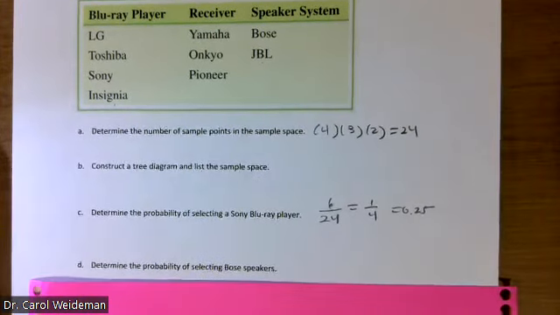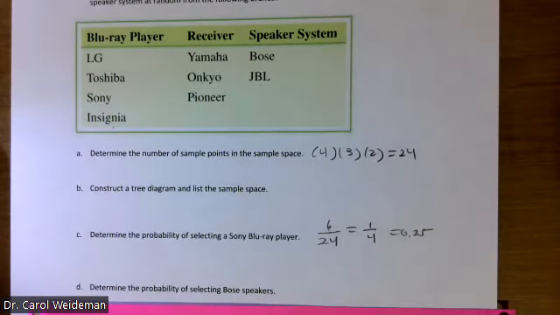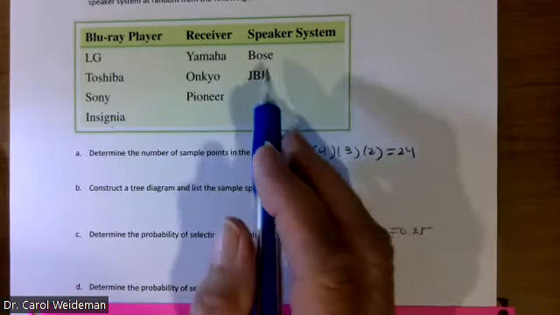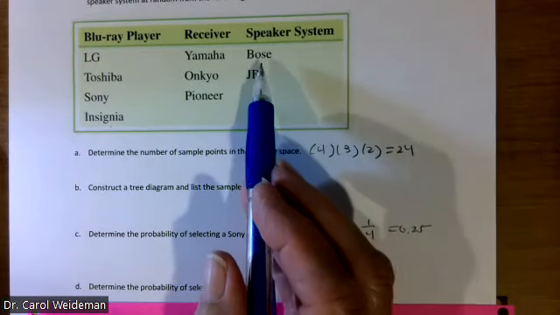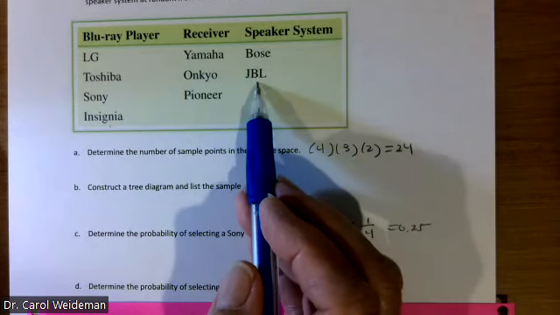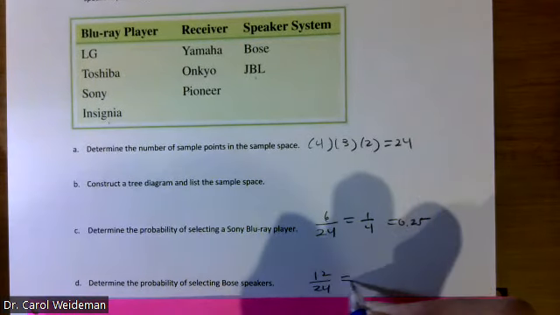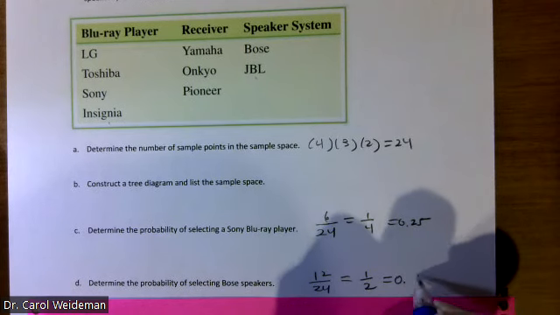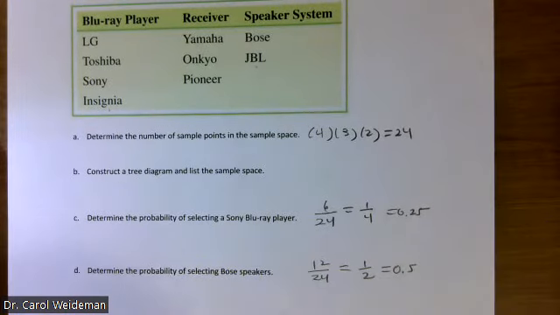Determine the probability of selecting Bose speakers. Okay, Bose speakers are over here. And actually, we don't even really need the tree diagram, because we notice that either a system has Bose or it has JBL. So out of the 24, and you can verify this by counting, half of them are going to have a Bose speaker, because there's only 2 options for the speakers.